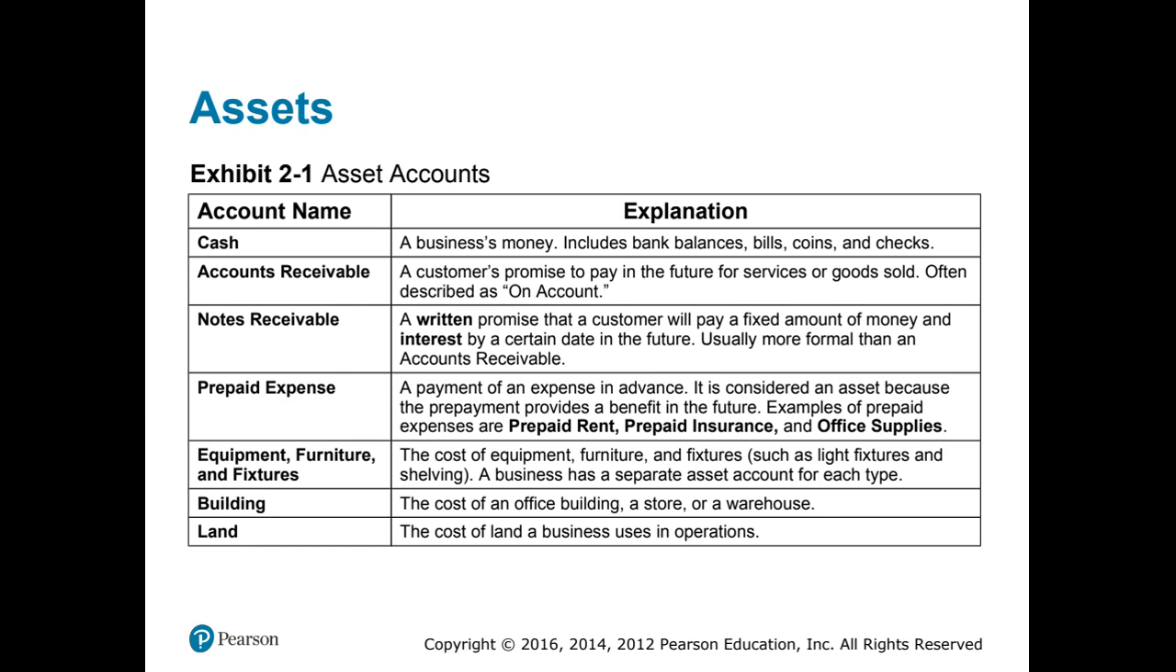Equipment, furniture, and fixtures. This is the cost of equipment, furniture, and fixtures, such as light fixtures and shelving. A business has a separate asset account for each. The building is the cost of an office building, store, or warehouse, and land is the cost of land that a business uses in operation.